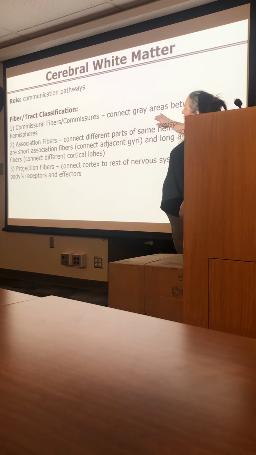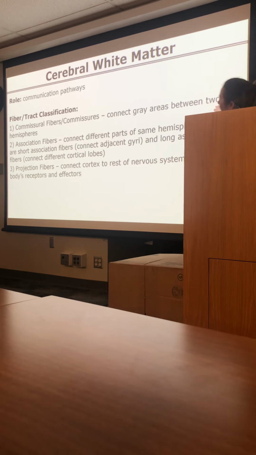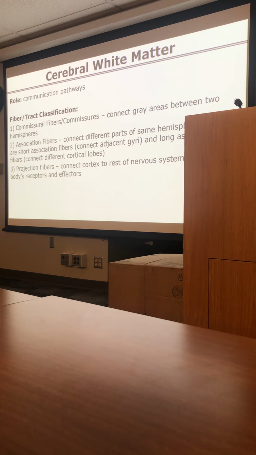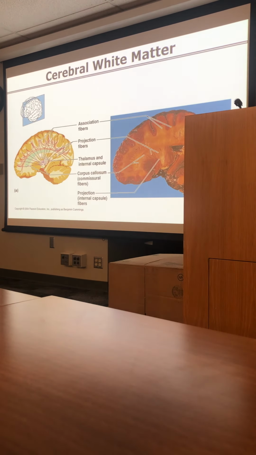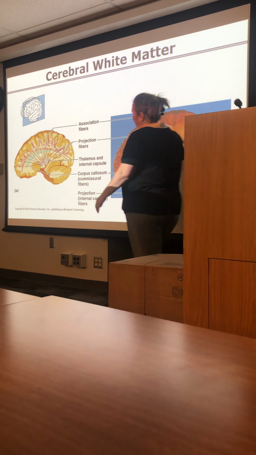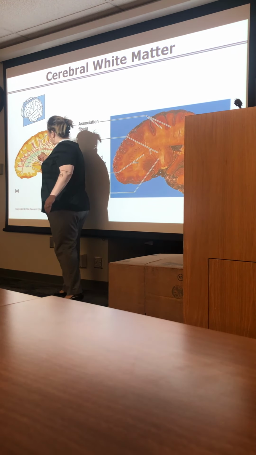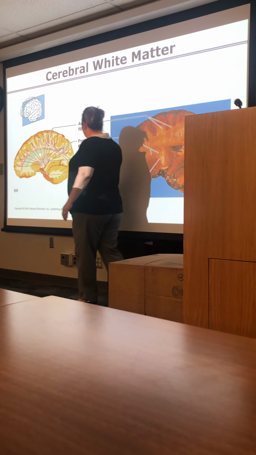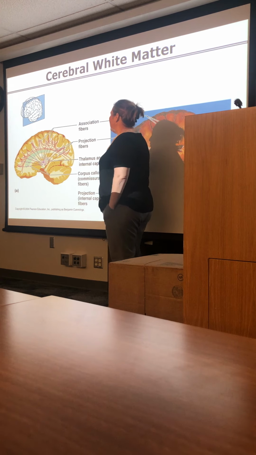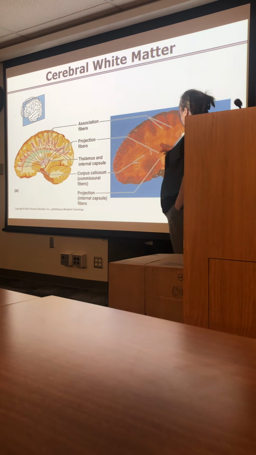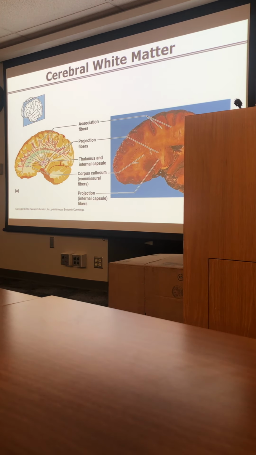Commissural fibers, also known as commissures, connect the gray areas between the two hemispheres. So we're going to see that connecting the two hemispheres. This is a sagittal section, and coming out at you, these green lines right here are part of the commissural fibers that make up the corpus callosum in this area right here. The corpus callosum is the commissural fibers that connect the two hemispheres.